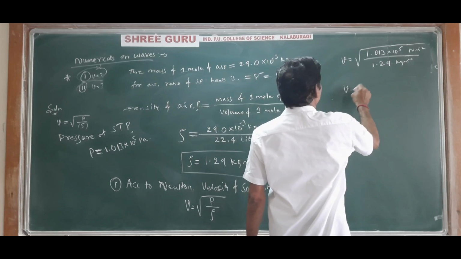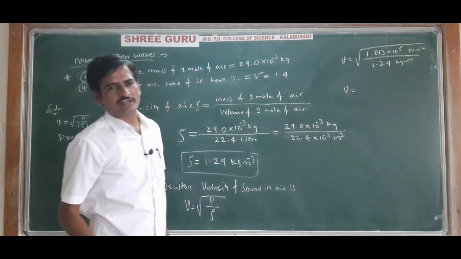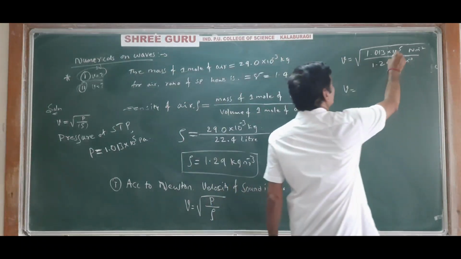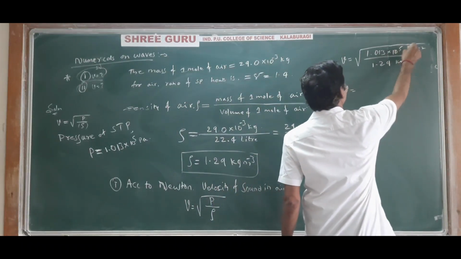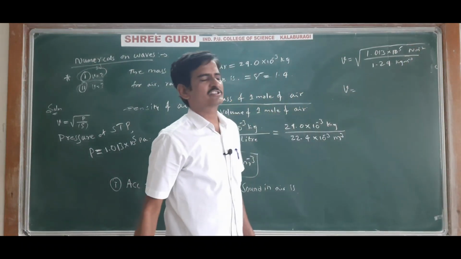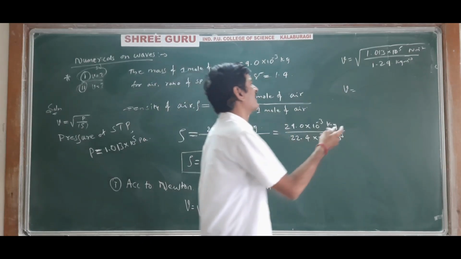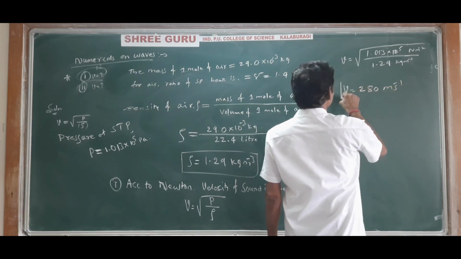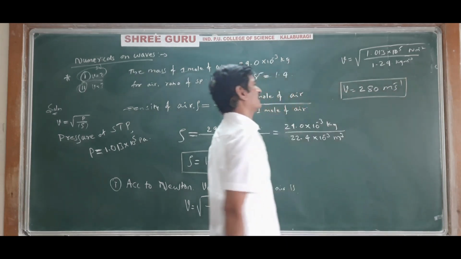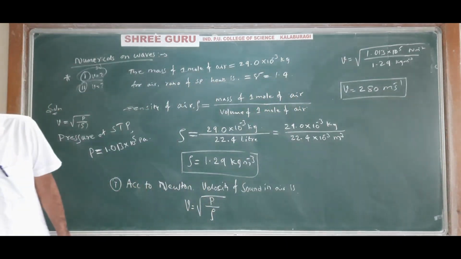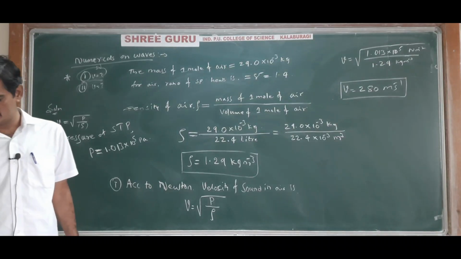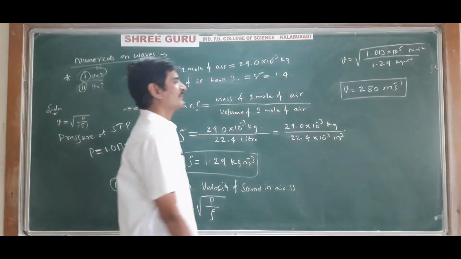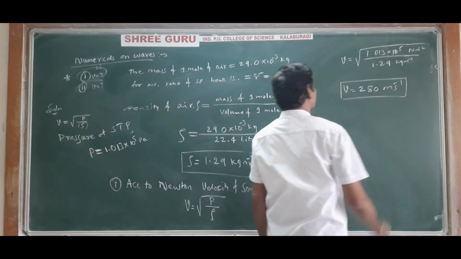So after calculating you will get the answer, so do the calculation. The calculation is left to you. Just make the power of 10 an even number and do the calculation. Then after calculation you will get the answer as 280 meter per second. The velocity of sound in air as per Newton is 280 meter per second. This is the velocity of sound in air according to Newton.